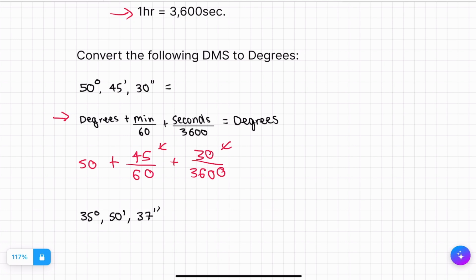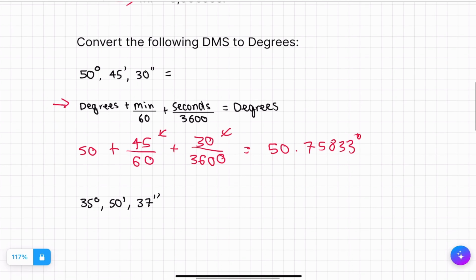You could do all of this math by hand, but to save a lot of time, I'm going to use a calculator. And when you plug that all into your calculator, you should get 50.75833 degrees. It's important to give your answer to many decimal places for these problems. Your instructor may specify how many decimal places they want, so just be aware of that when doing problems like this. Let's try another one.